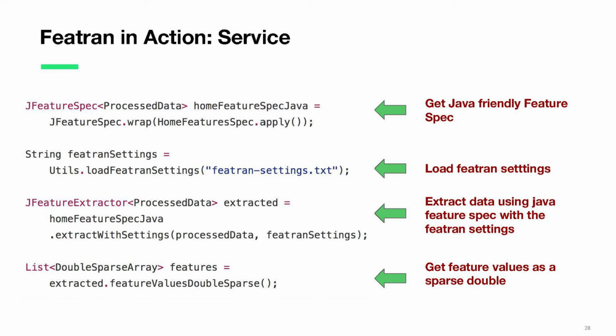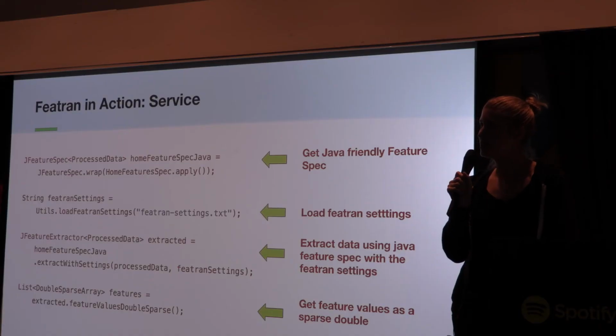OK, so then the next step is we're going to get a Java-friendly version of the feature spec, which is, again, defined in the common featurization library. We're going to load the Featran settings. And again, we get these Featran settings after running the data pipeline and saving the Featran settings, and then calling the extract method. Except in this case, we're calling extract with settings, and we're passing in the Featran settings. And finally, we're going to output our values using a sparse double.